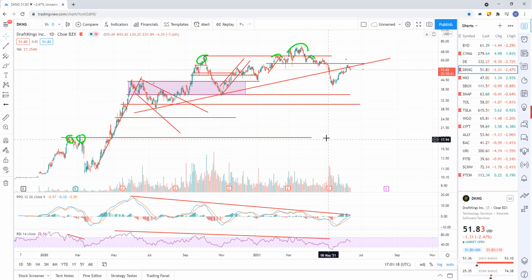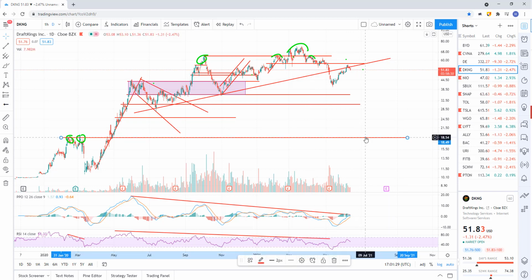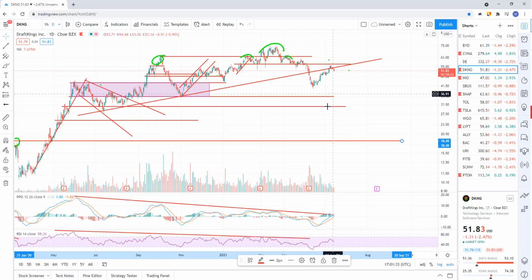And if DraftKings wants to get really bad, possibly down to about 18.40, 18.50, that would be a low probability target and likely the final level of support. It's possible it gets down that far. Higher probability to hit these upper targets right there.